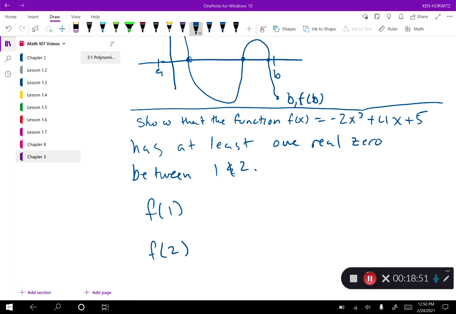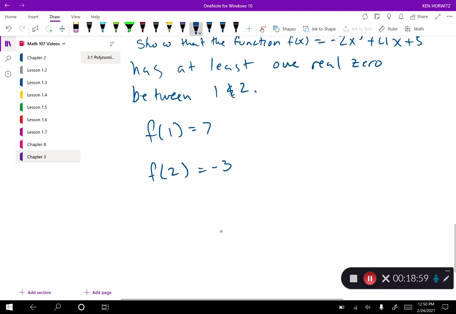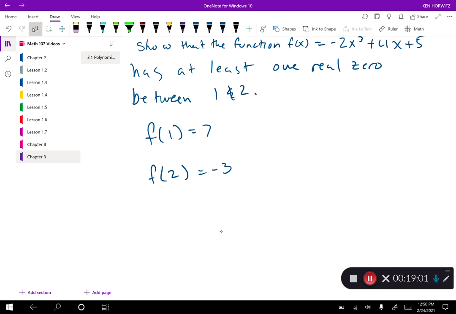All right, so for f of 1, I got 7, and for f of 2, I got negative 3. All right, so now, by the intermediate value theorem, I just proved this. Now I want to show you why this is proven. All right, so if I quickly make a graph and I go 1, let's call that 7, and I go 2, we'll call that negative 3.